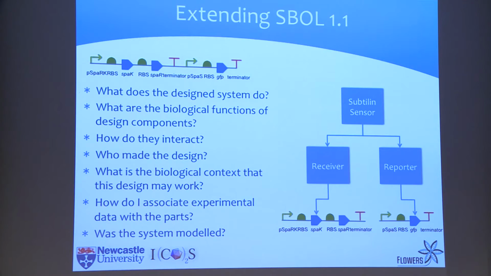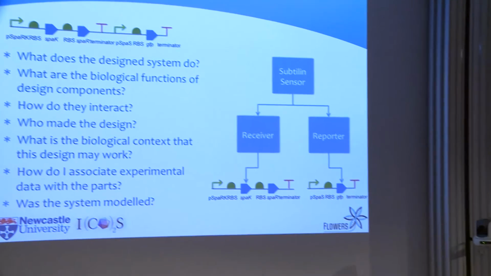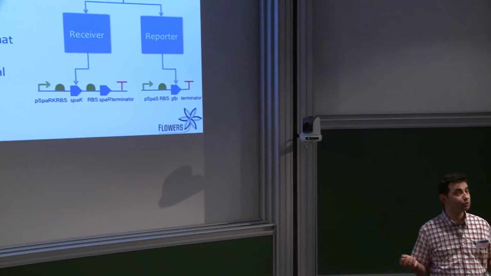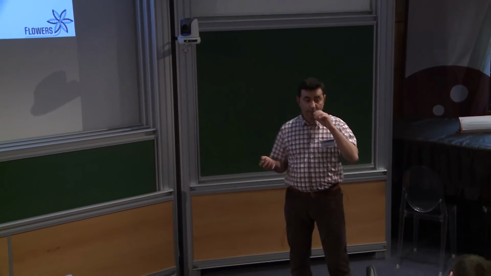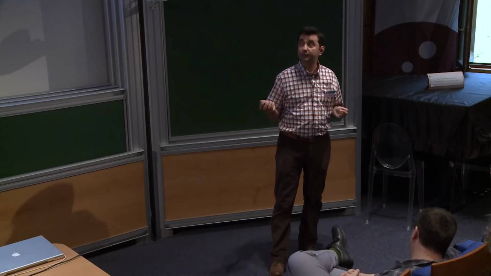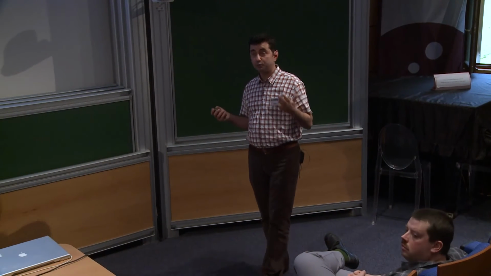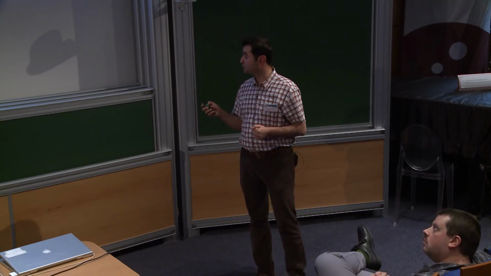So SBOL was very useful, but it's not enough to exchange all the information we can have in a synthetic biology design. For example, what are the biological functions of design components? How do they interact? Who made the designs? What's the biological context in which this design may work? How do I associate experimental data? Was the system modeled? If so, where is the model? Also, there are design paradigms being developed nowadays, and it would be useful to reuse these templates, but SBOL 1 doesn't allow this either.